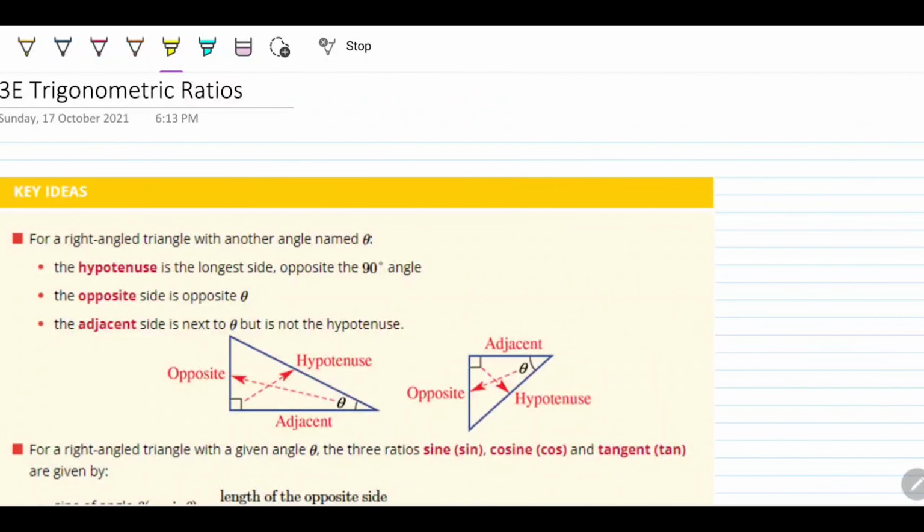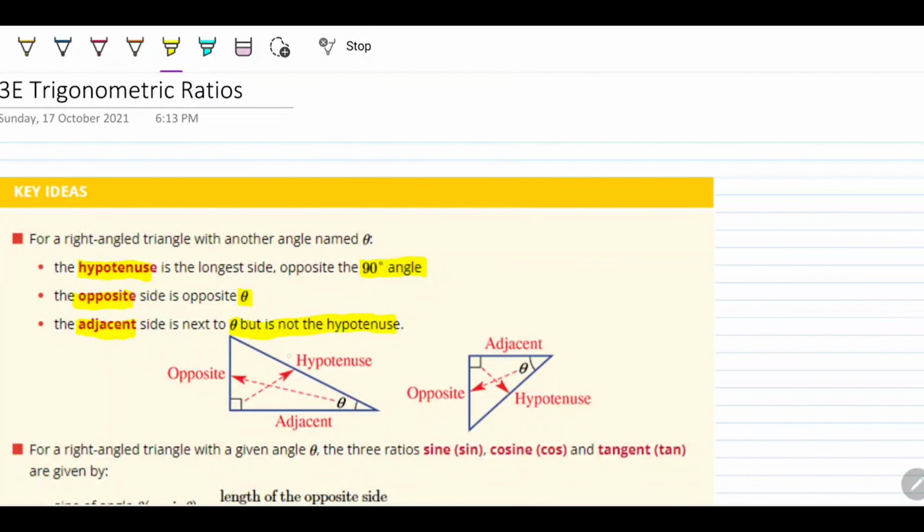In this video, we'll be looking at 3E trigonometric ratios. So the key idea is there are three terms that we need to understand. The first one is the hypotenuse, which is going to be the longest side opposite the 90-degree angle. The opposite, which is the side opposite theta. And the adjacent, which is the side next to theta, but is not the hypotenuse.